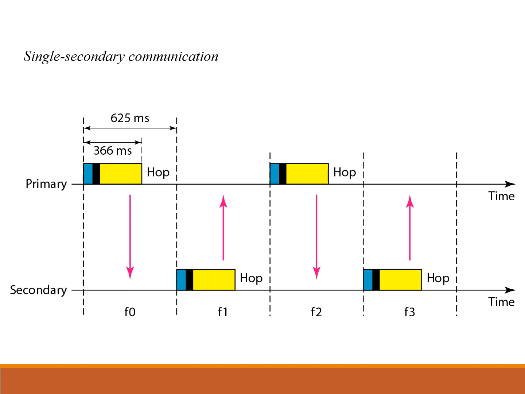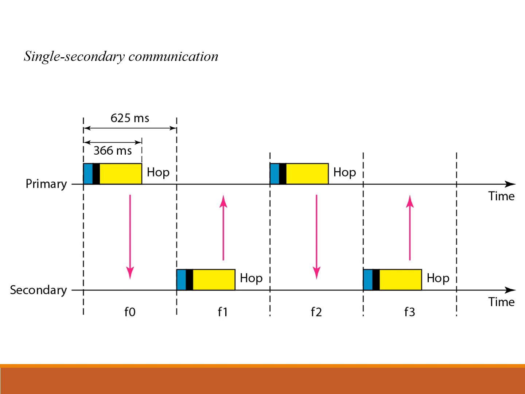The access method is TDMA. The primary master and secondary slave communicate with each other using a time slot. The length of the time slot is exactly the same as a dwell time, that is 625 microseconds, which we are going to use here. Bluetooth uses a form of TDMA that is called time division duplex. That is, TDMA is a half-duplex communication.